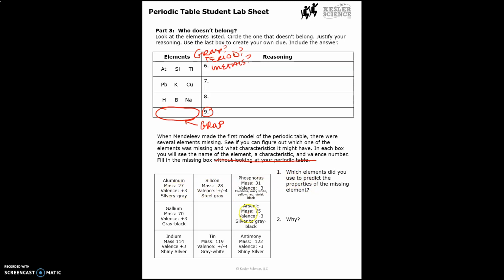I want you to look at your periodic table and find out what is in this box. Okay, and you'll be able to do that when you find all of the elements around it. Okay, so which elements did you use to predict the properties of the missing element? If there was one of these that helped you more, you could write that down, or you could say all of them. And why, I'm not exactly sure how to answer that, so let's not.